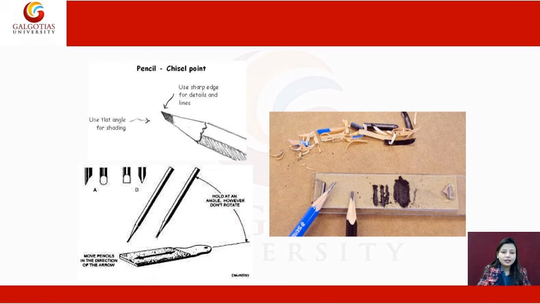So as you see in the figure, this is the chisel point of pencil. This point is used for sharp edges for details and lines, and this edge is the flat angle used for shading. So this pointed one is for lines and details and this for shading purpose. So how can you use the pencils? These are the pencils and you use sharp edges for lines and you use flat edges for the shading purpose.